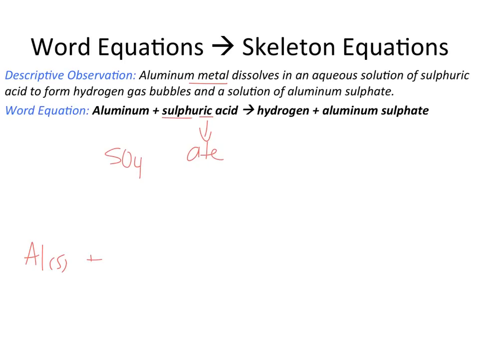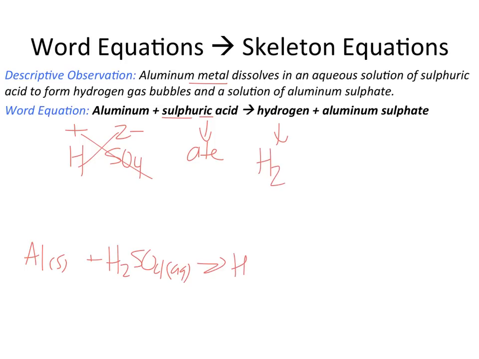So it's going to be sulfate, which is SO4. And because it's an acid, it has to have hydrogens. This has a charge of 1+, and this has a charge of 2-, so cross-cross, and we get H2SO4. And this is going to be aqueous because it's a solution. Now, this forms hydrogen. Now, remember, hydrogen is a diatomic molecule, so it exists as H2, and it says hydrogen gas, so it's going to be H2 gas.